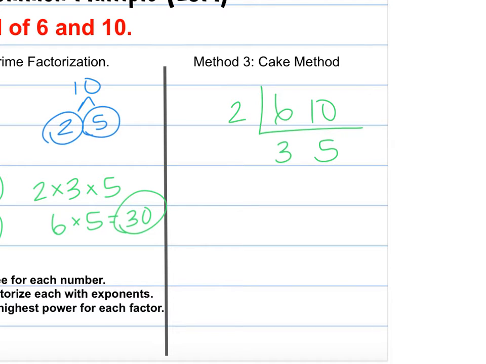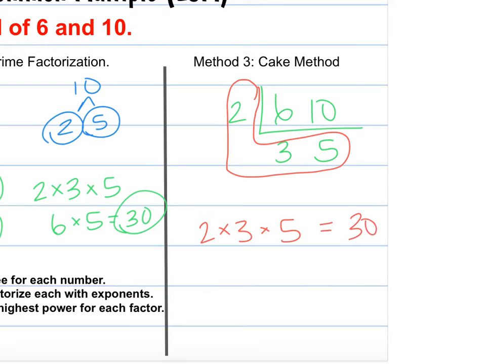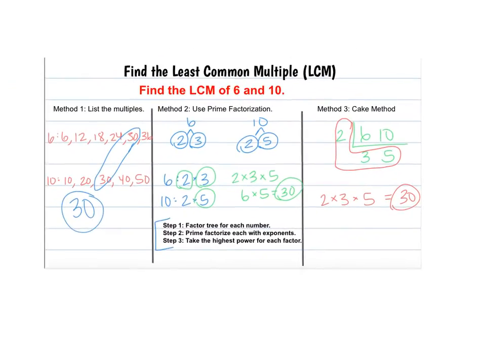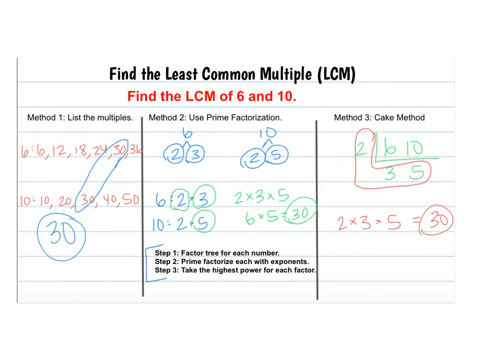Now, for greatest common factor, it would have just been the number on the side. For least common multiple, think it makes an L shape by taking both the side and the bottom, and that's what we multiply. So 2 times 3 times 5, which would equal 30. So that's the cake method. Make sure you have all 3 methods written down in your notebook. Okay. So any method works. Just like with greatest common factor, you need to find which one makes the most sense to you.